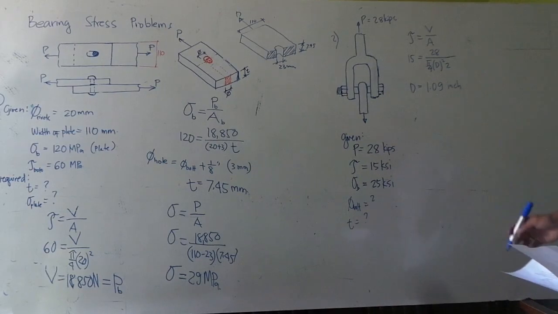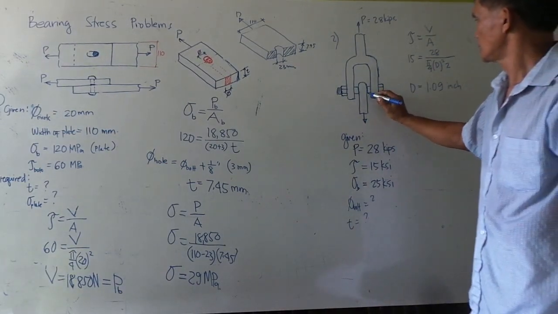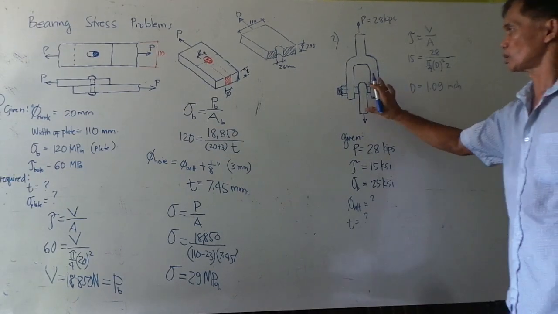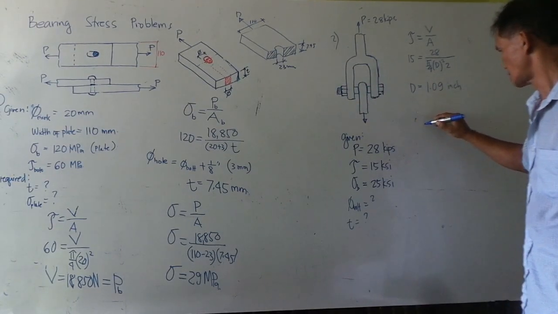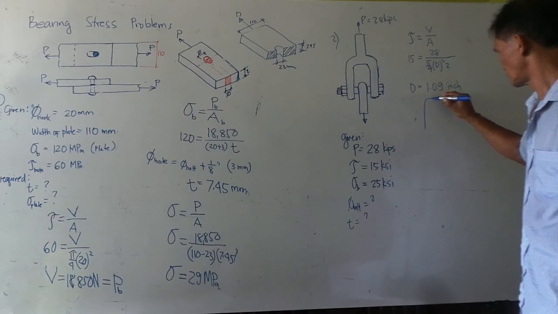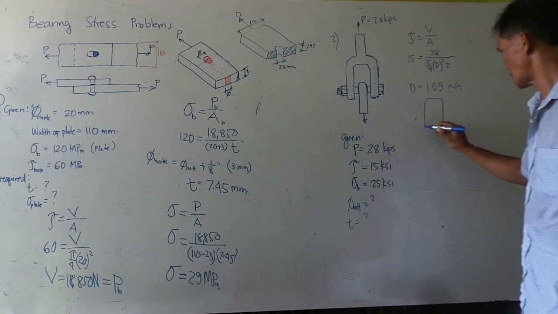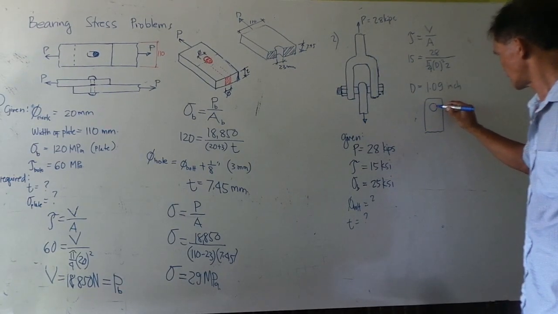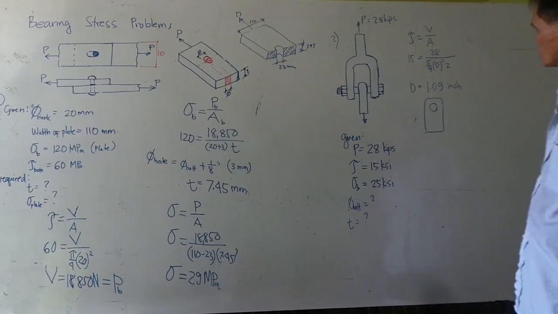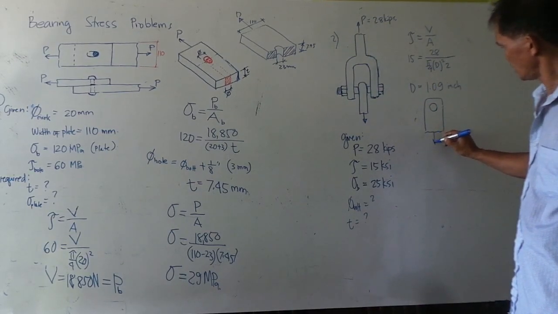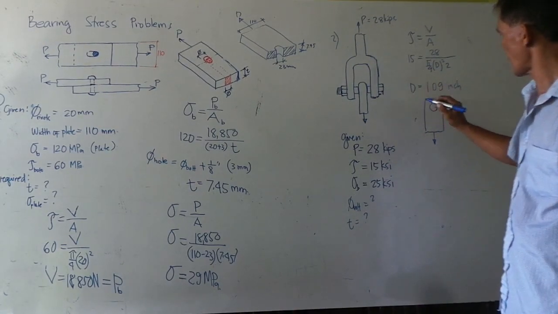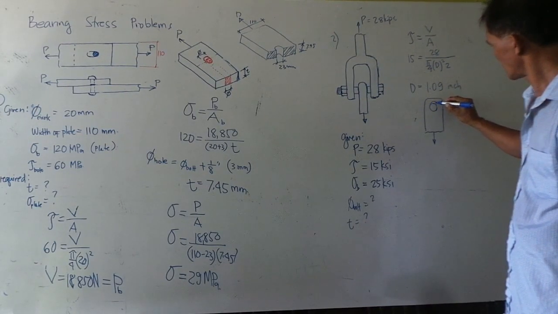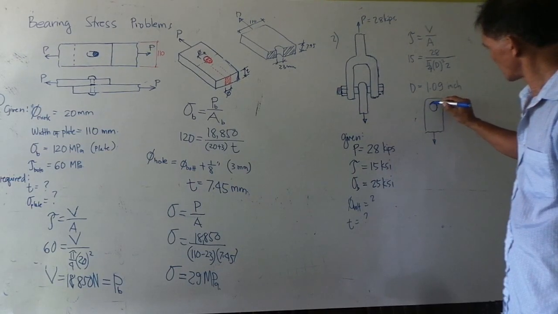Then we are told to determine the thickness of the yoke. Let us look at the side view. This is the side view, and the front view. What is the bearing form? When the load pulls down, the bolt comes into contact with the yoke, so there is a possibility of bearing.